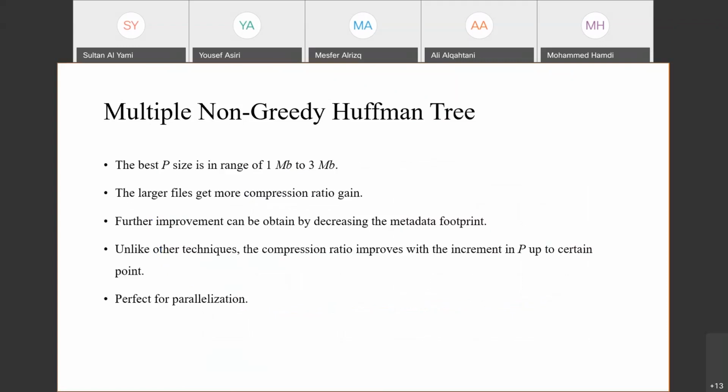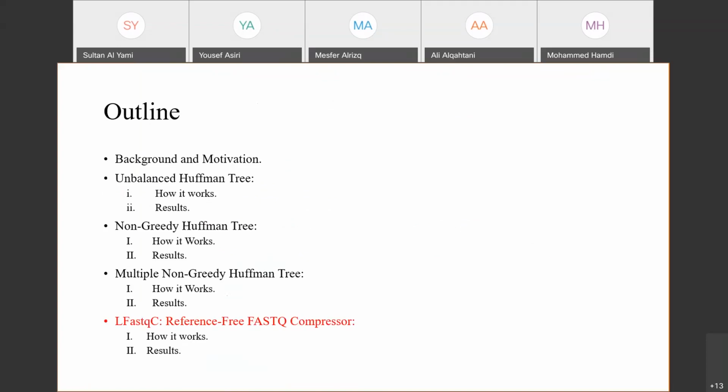The results suggest that the best partition size is in the range of 1 megabyte to 3 megabytes, mostly around 1 megabyte. The larger files get more compression ratio gain. We can improve the performance by decreasing the metadata footprint. And unlike other techniques, the compression ratio improves with the increment in P up to a certain point. This tool is perfect for using multiprocessing since each partition is processed independently. The next tool is a lossless reference-free FASTQ compressor.